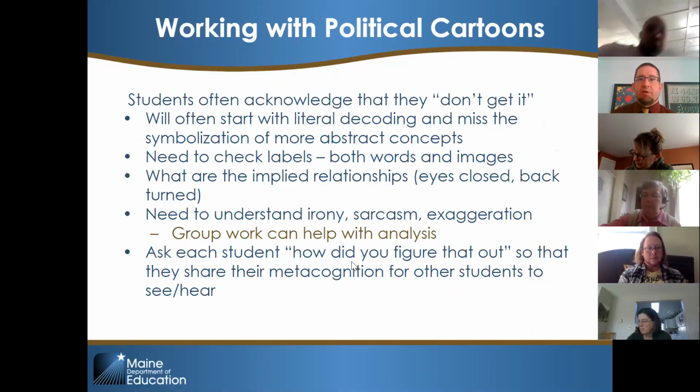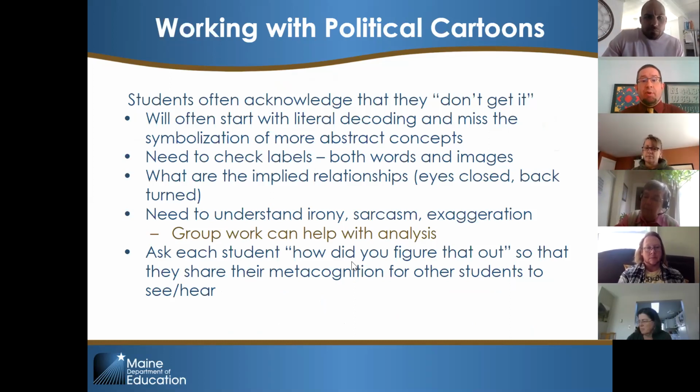I think this is our last one with political cartoons. Political cartoons are tough. Students will often just say, I don't get it, which is understandable because they often start with the literal decoding and miss the abstract parts of it. Political cartoons are rich with irony, sarcasm, and exaggeration, which if you don't get any of those things, then you usually don't get the work.